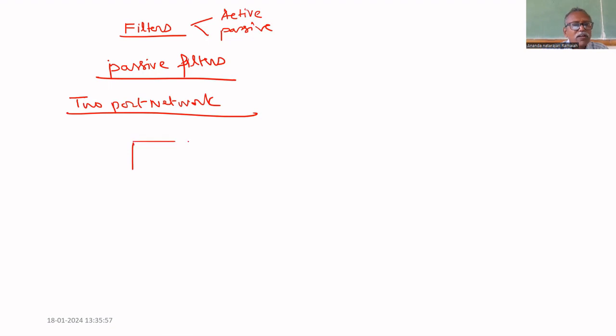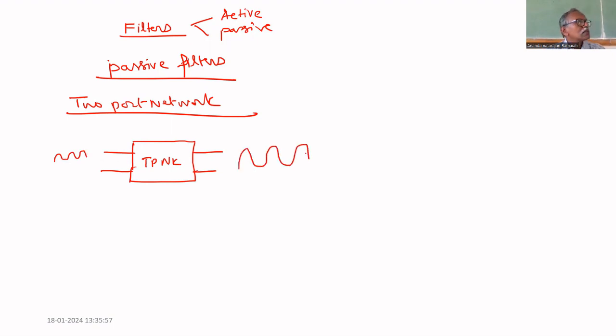Suppose I'm having a two-port network. Input terminals will be there, output terminals will be there. I'm giving a sinusoidal signal, and the output is amplified. Then it is called an amplifier. It amplifies the input sinusoidal signal.